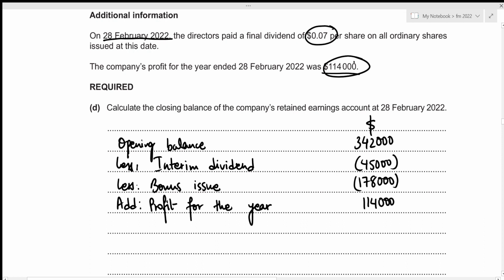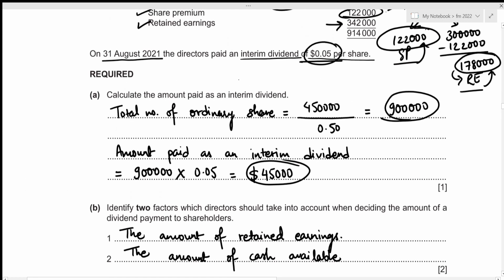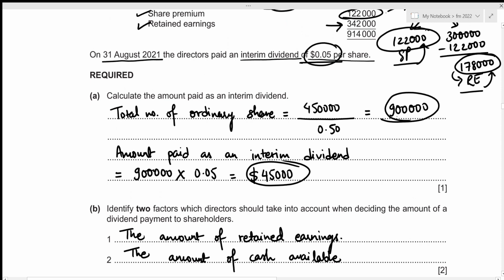But we are also told that the directors paid a final dividend of 0.07 per share, right? Which means that in order to figure out the total amount paid as the final dividend, we need to figure out the total number of ordinary shares at the date of 28 February 2022. So let's figure that out. Total number of ordinary shares. So we can start with our initial number, which we already figured out in the first part. Initially, we had 900,000 ordinary shares. Let's write it down.